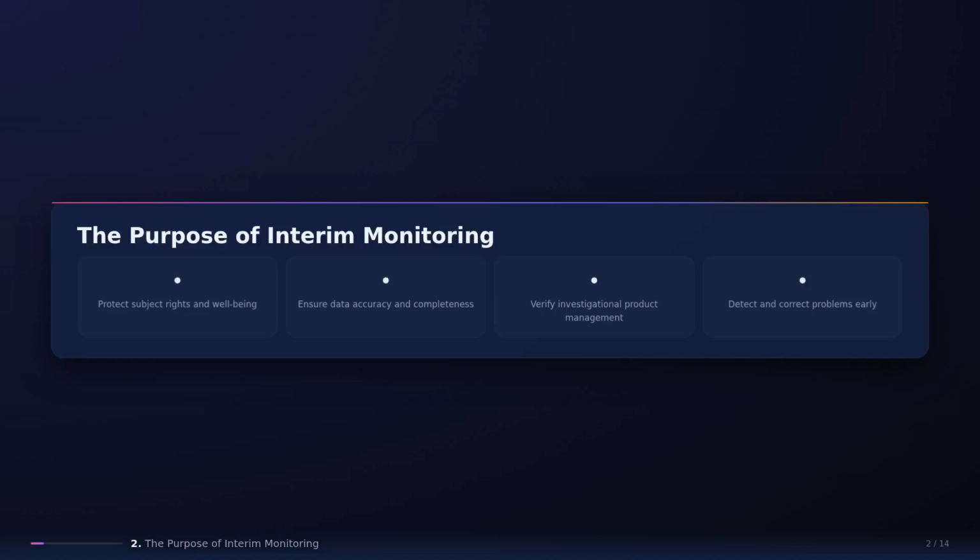Without effective interim monitoring, small errors at individual sites can cascade into systemic data quality issues, safety reporting failures, and ultimately, regulatory rejection of the study results.